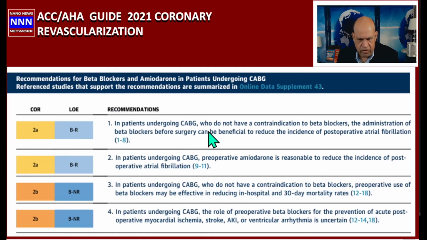Recommendation for beta blockers. Again, in patients who are undergoing coronary artery bypass surgery who do not have contraindications for beta blockers, the administration of beta blockers before surgery can be beneficial to reduce postoperative atrial fibrillation. This I can say from my own personal experience, because one-third of the patients going for coronary artery bypass surgery invariably have arrhythmias, and most often it is atrial fibrillation with rapid ventricular response. So routinely, if their blood pressure and the rest of the cardiac conditions were stable, I started them on a low dose of beta blockers like metoprolol, 25 milligrams once or twice a day.